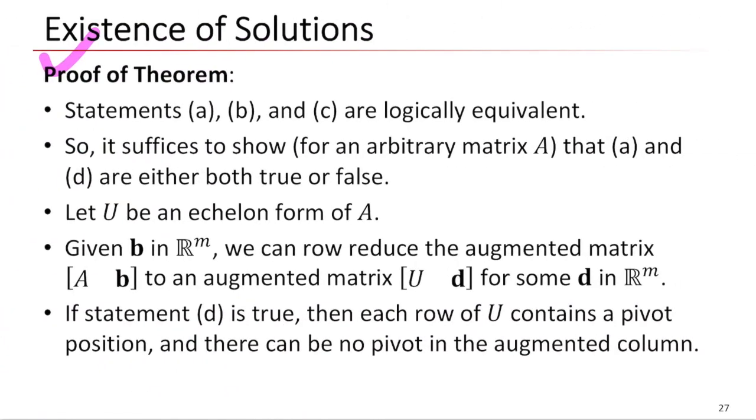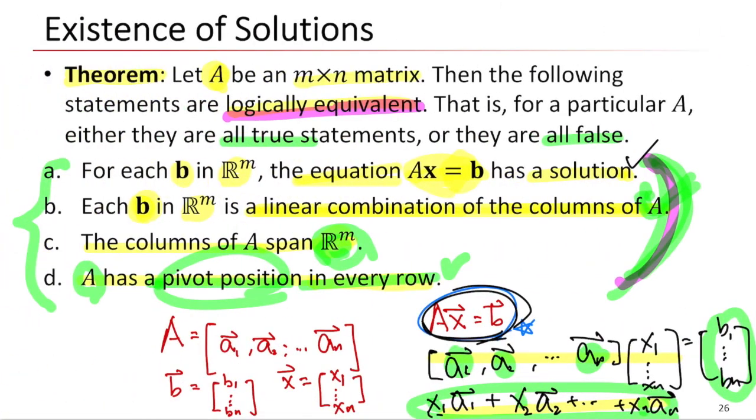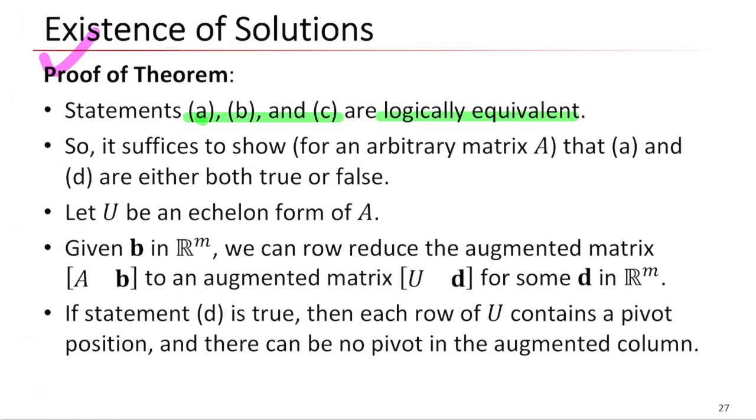Let's prove it. Statements A, B, C, D are logically equivalent. We will just prove whether statements A and D are true or not. If A and D are both true, then the whole A, B, C, D set of statements is true, or if A and D are both false, then A, B, C, D are all false.